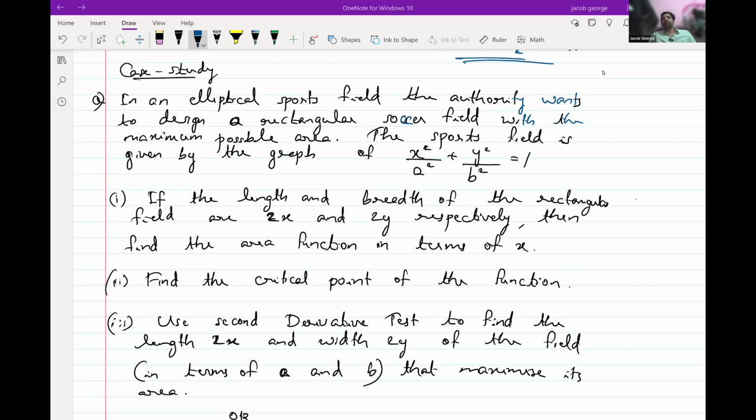Then subdivision 2: find the critical point of the function. Then the third subdivision: use the second derivative test to find the length 2x and width 2y of the field in terms of a and b that maximize its area. This is the third subdivision.